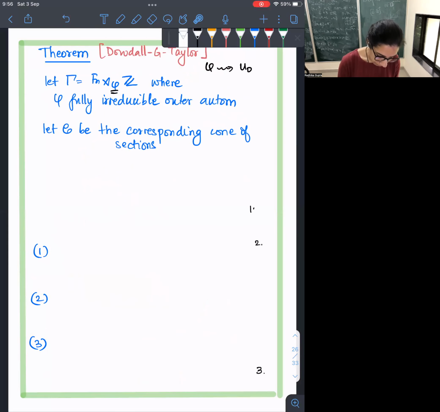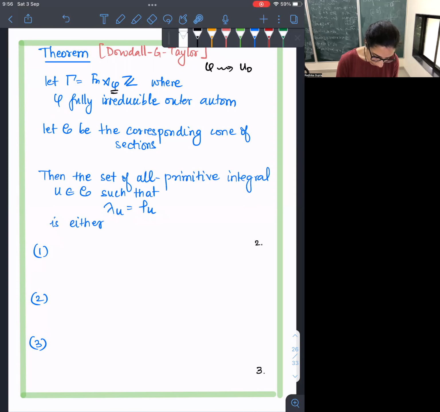So our first result is that if you have a free-by-cyclic group of a fully irreducible outer automorphism, and C is the cone of sections, then consider the set of all primitive integral conjugacy classes which have stretch factor symmetry. Remember, in the surface case, it was either the whole cone had stretch factor symmetry, because if one point had stretch factor symmetry, then every other point had stretch factor symmetry. So it was either the whole cone or nothing.